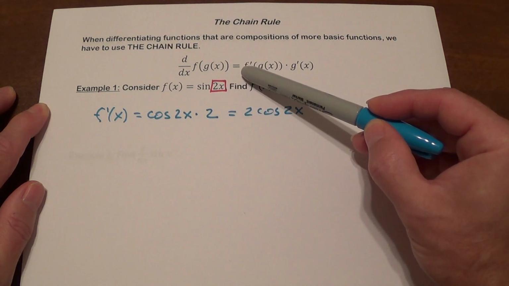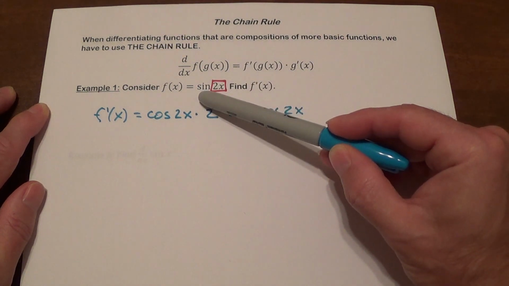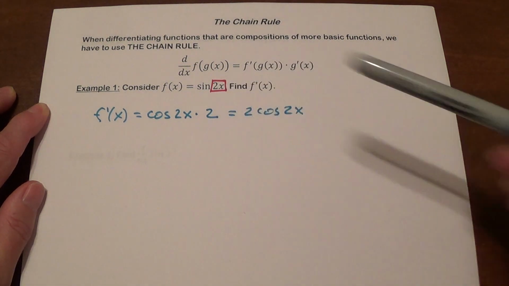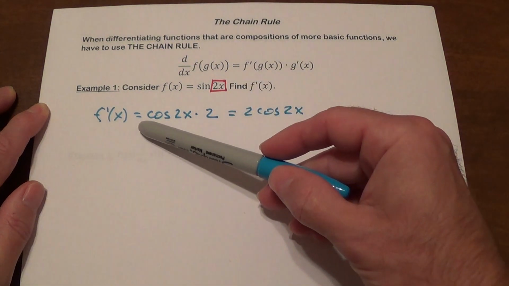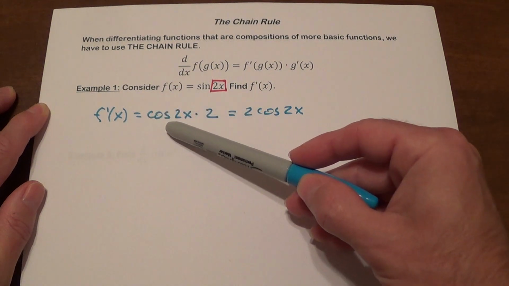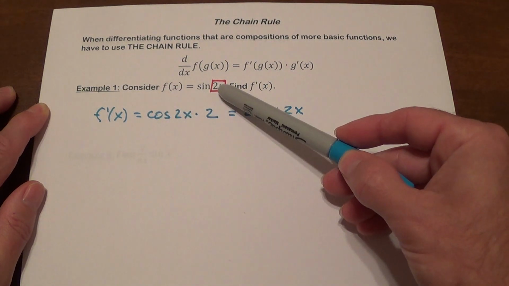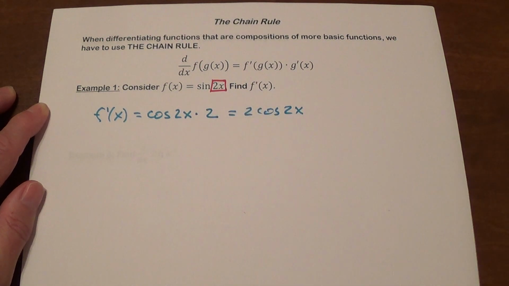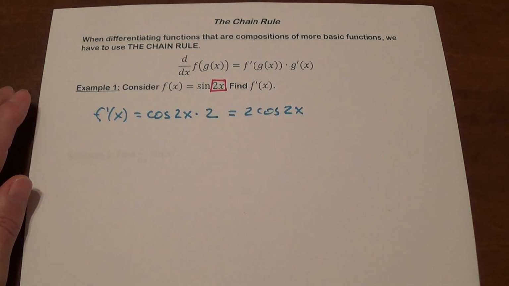And we differentiate the outside function first, which happens to be sine, and then we differentiate the inside function after that, which is 2x. And the derivative of sine is cosine of 2x. Whatever you use here, it's the same thing. And then you take the derivative of 2x, which gives you 2, and we have our answer.